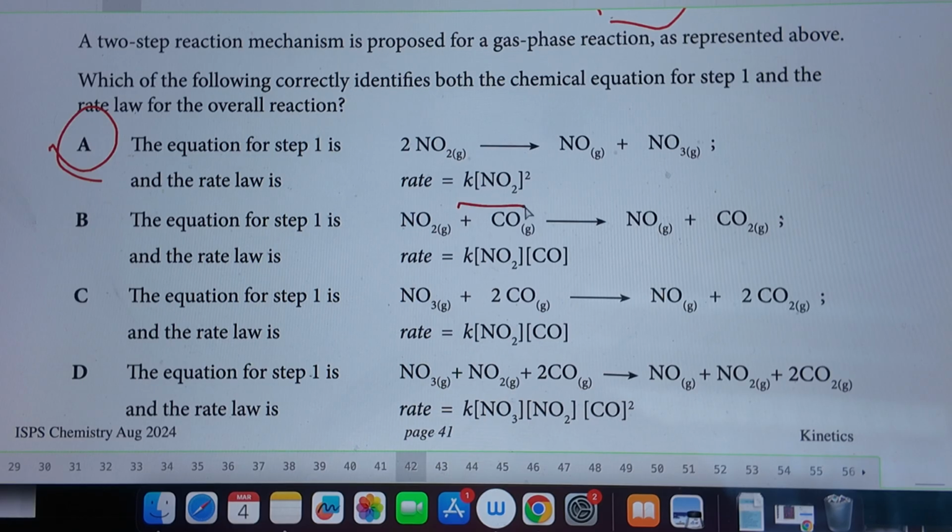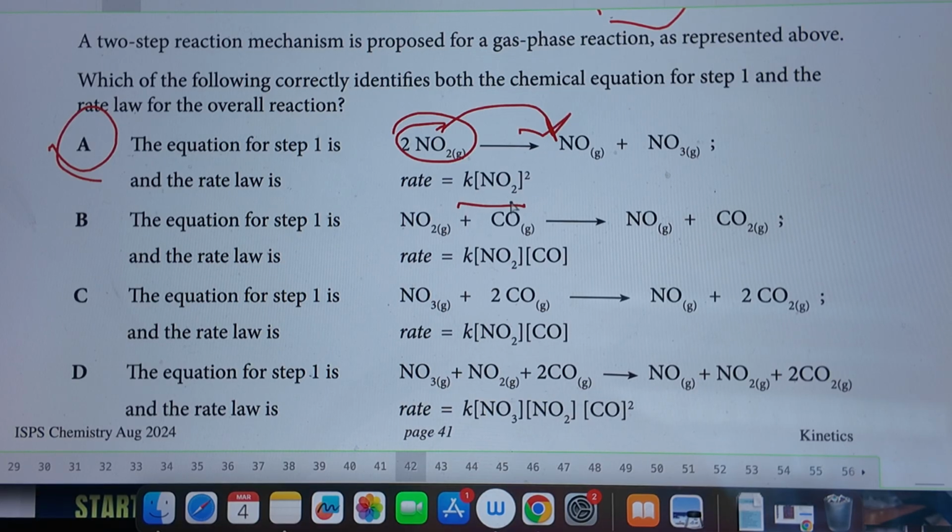And the rate law is this, right? Because this is what leads to this. So it's just NO2 squared. So it's A.